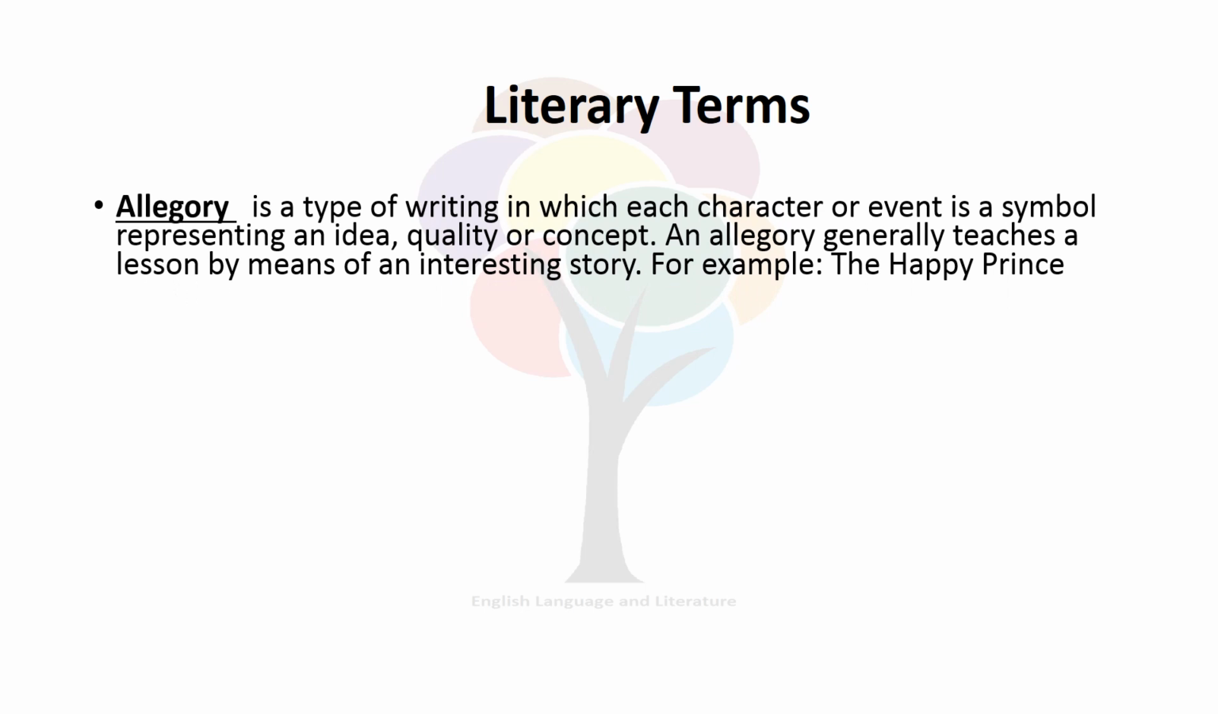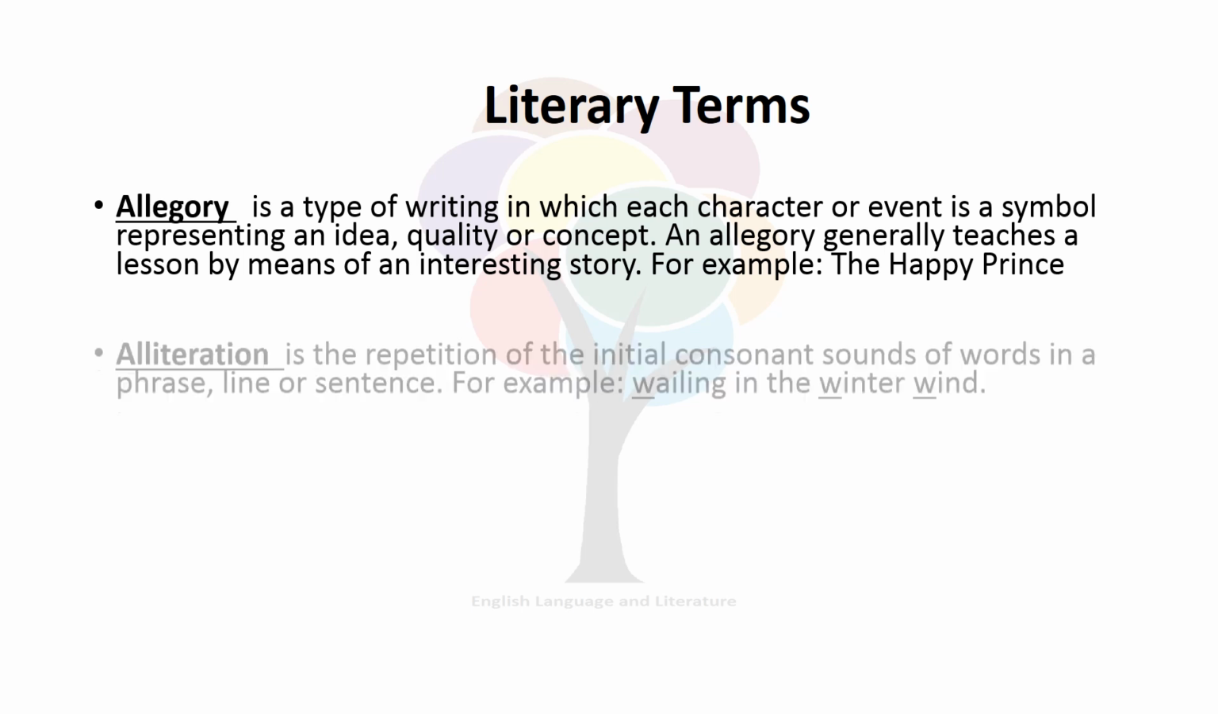Allegory. Allegory is a type of writing in which each character or event is a symbol representing an idea, quality or concept. An allegory generally teaches a lesson by means of an interesting story. So, there are three important elements of an allegory. Number one, it has symbolic characters. Number two, it teaches some lesson. And number three, it is an interesting story. For example, you have read The Happy Prince by Oscar Wilde. So that story is an allegory as it includes these three elements.